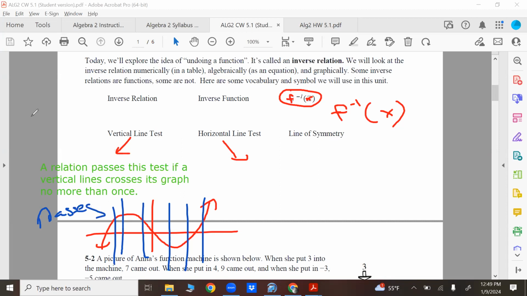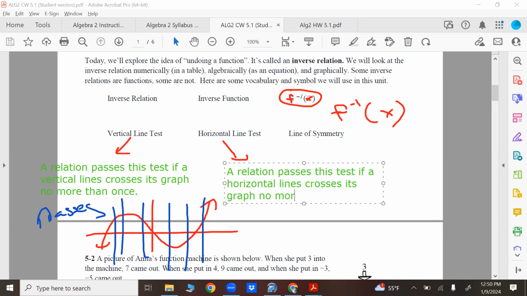That's what we use. Horizontal line test is the same thing, but instead of vertical lines, you're using horizontal lines. Same thing, right? So now in this case, let me write that again as a text box. A relation passes this test if a horizontal line crosses its graph no more than once. So the only difference is doing horizontal lines.